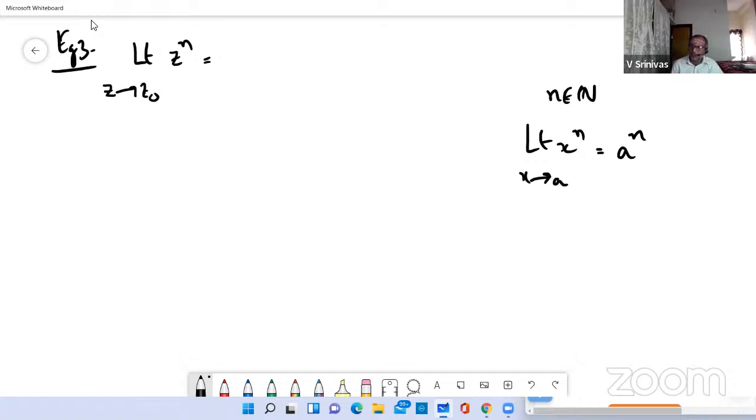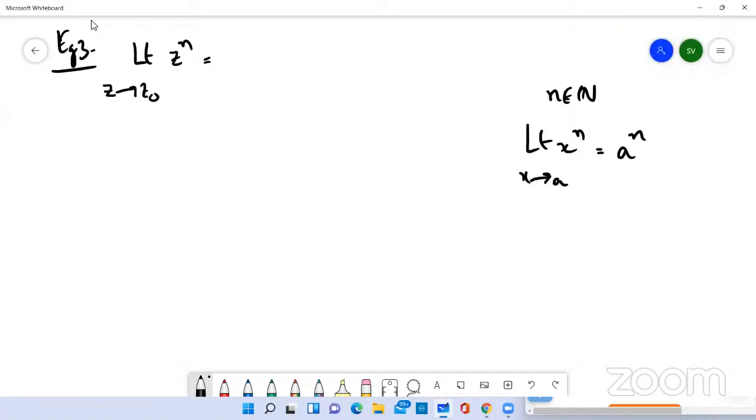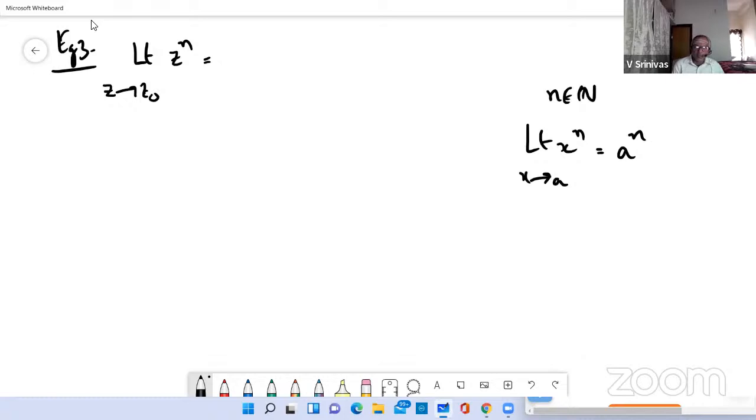Yes, it is correct. If n is a natural number, the limit of x to the n as x goes to a is a to the n. So I'm replacing x by z and a by z naught. The same thing happens here also. The limit of z to the n as z goes to z naught will be z naught to the n, for n a natural number. This also we can show using that definition.